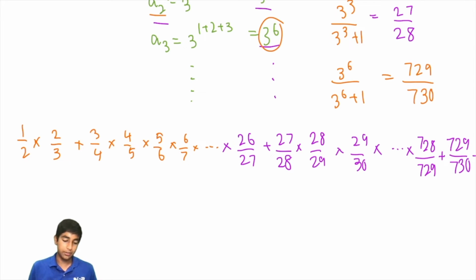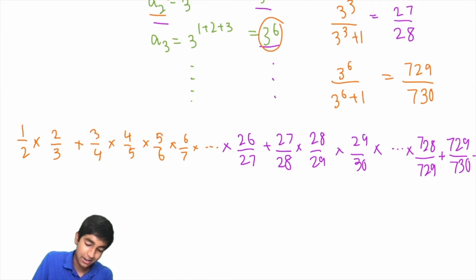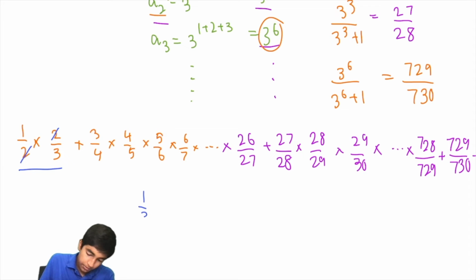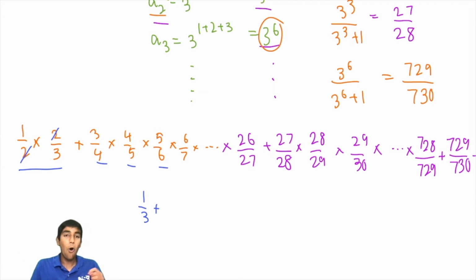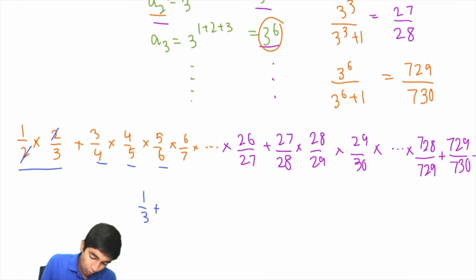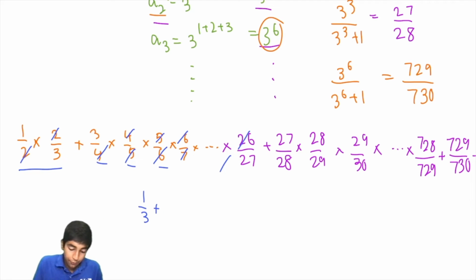And so on. What is this value? Seems like a scary expression, but it'll simplify very nicely at the end. First of all, what's 1/2 times 2/3? The 2's cancel, we're left with 1/3. Then what's 3/4 times 4/5 times 5/6, all the way till times 26 over 27? The 4's cancel, 5's cancel, 6's cancel, all the way until 26 is canceled. And we're left with 3 over 27.